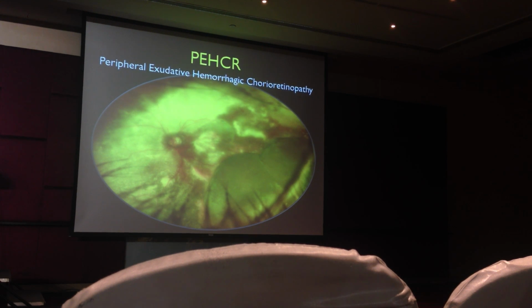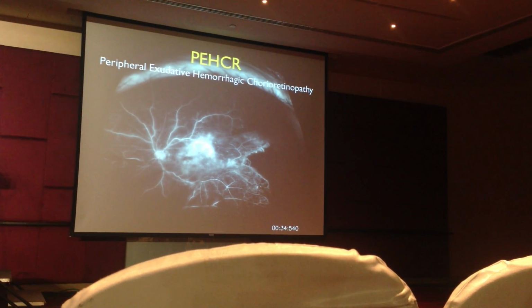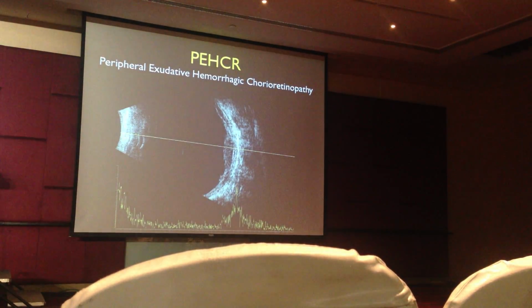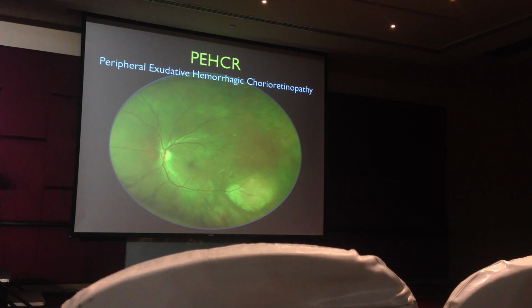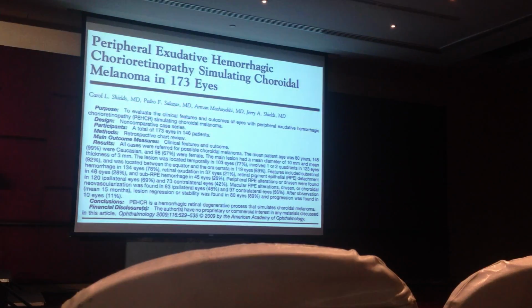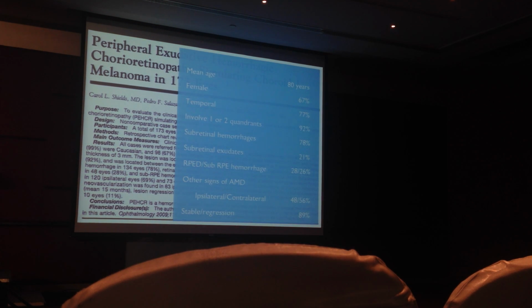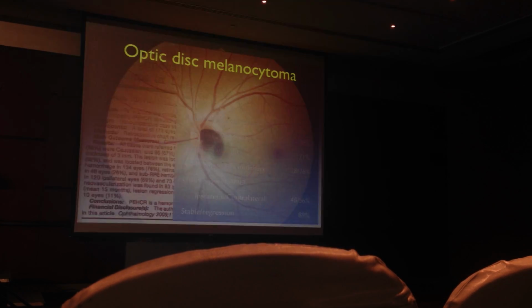PHCR is very common. It's the bleeding and exudate underneath the retina in the peripheral area. Sometimes if the bleeding is so high, it can simulate melanoma. But on fluorescein angiography, you will see blockage of the fluorescence due to subretinal hemorrhage. And if you follow the lesion, it will eventually disappear. Usually it happens in females, in the peripheral area, and in the contralateral eye, you might see drusen.